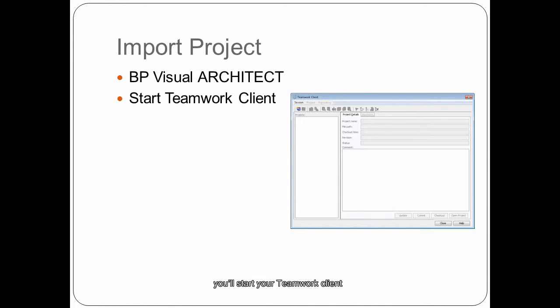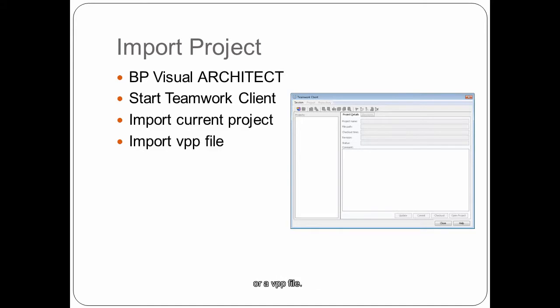First, you'll start your Teamwork client, which is BP Visual Architect. Then, you can import the current project or a VPP file. Note that it's more common to import projects from the client end to the server rather than creating projects directly on the server. That's because it's more likely that users begin some initial work in the client, and as it gradually takes shape, they then decide to formalize it by creating a Teamwork project, and during the import, you can set the access permissions as well.